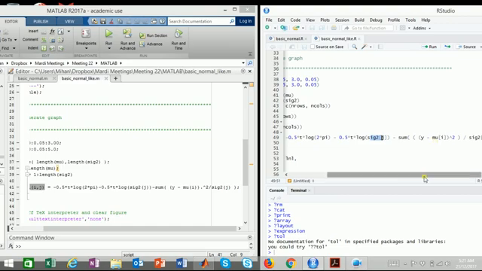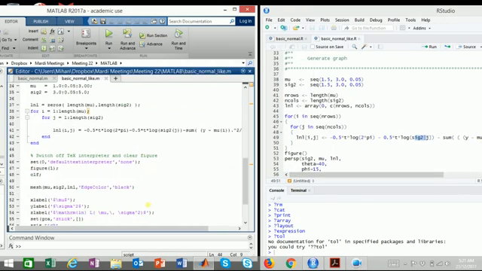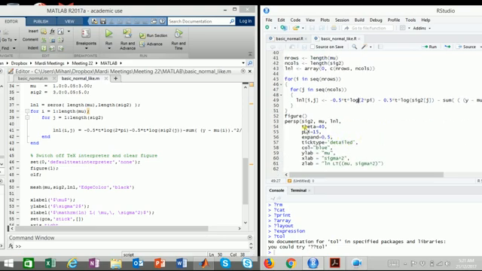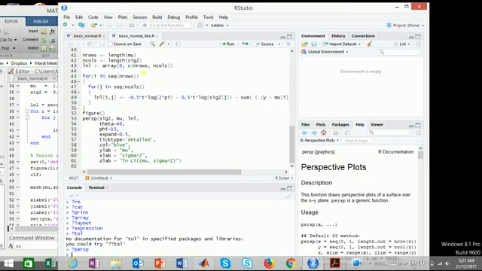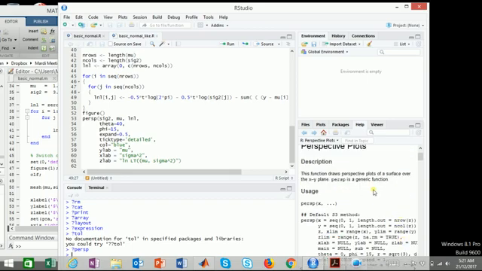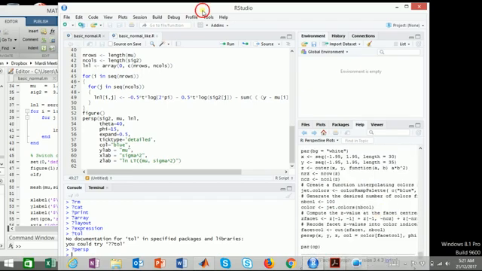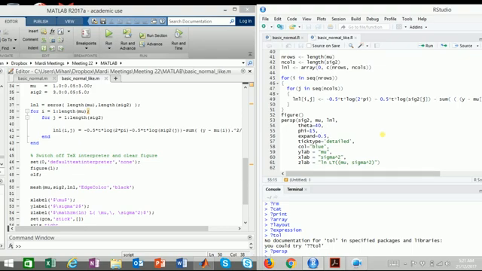Persp. What is persp? P-E-R-S-P. My god, so many things in R. Perspective plots. This function draws a perspective plot of a surface over the xy plane. Okay, so we're talking about a surface map. So it creates a surface over a plane, which is fine. A perspective plot, because we have three-dimensional inputs, right? Mesh grid. Okay, see, perspective plot and mesh grid.